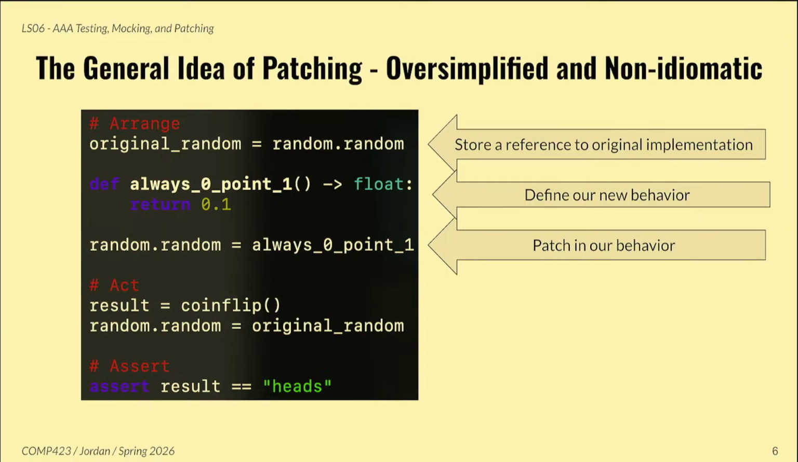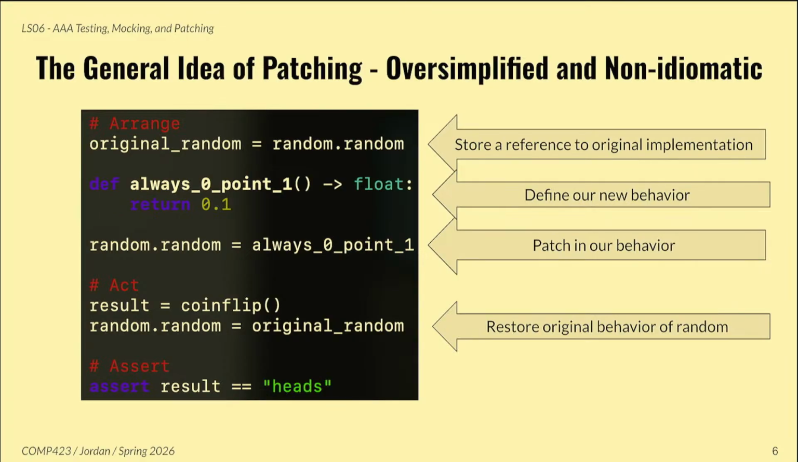Now, before we go on to assert that we got the result we expected back, the other part of patching and testing is we need to restore that original behavior. After this point, after we've actually called this function that we're testing, we want to restore the original implementation back to working order. We don't want to break the notion of random from here on out in our program. So we just take that temporary reference we made on the first line, and we assign it to our random.random name there. And then we assert that the result is what we expected, and we're all good.